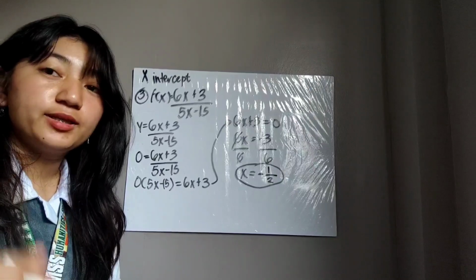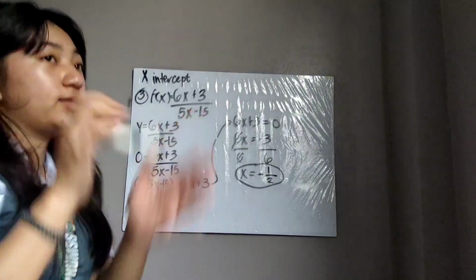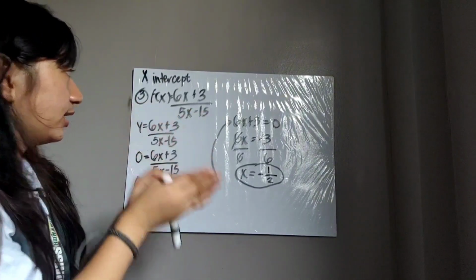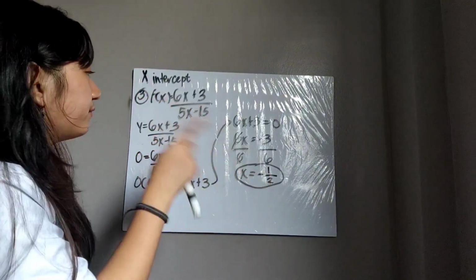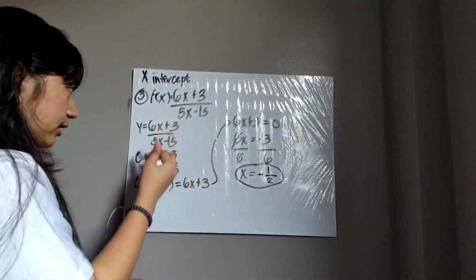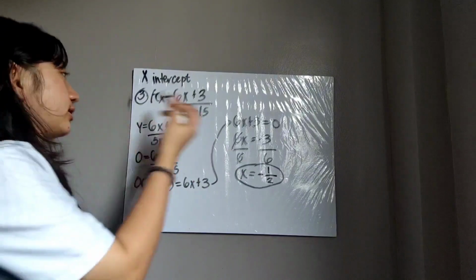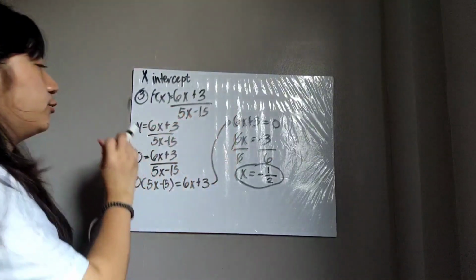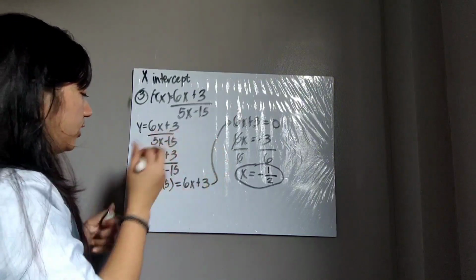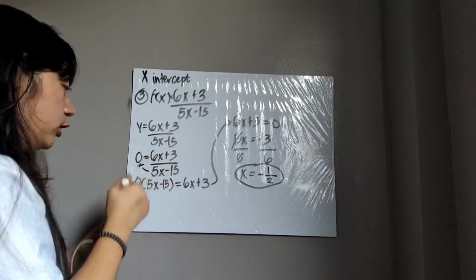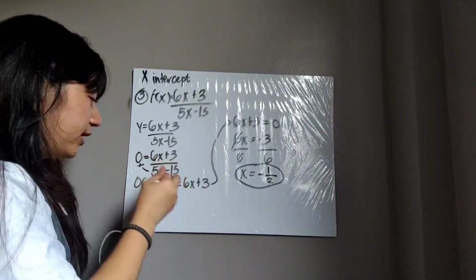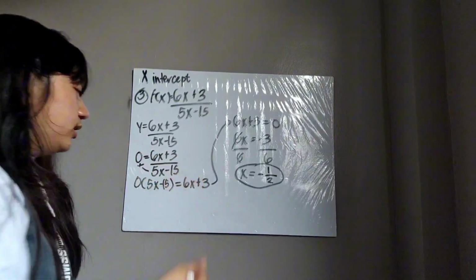Our last example in x-intercept is gamitin ulit natin yung equation kanina, which is f(x) = (6x + 3)/(5x - 15). So, gagawin natin, f(x) is magiging y and copy ulit natin equation. And yung y magiging 0, copy ulit yung equation. And next is times natin yung denominator sa 0. So, 0 times 5x minus 15 is equal to 0.